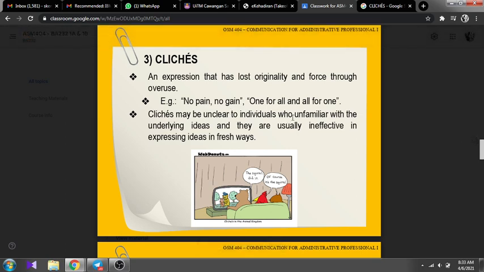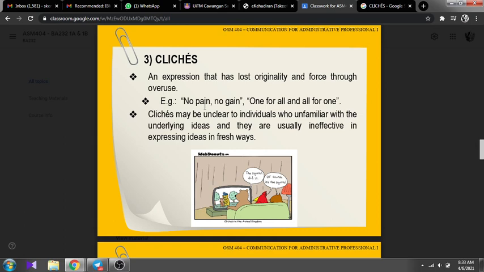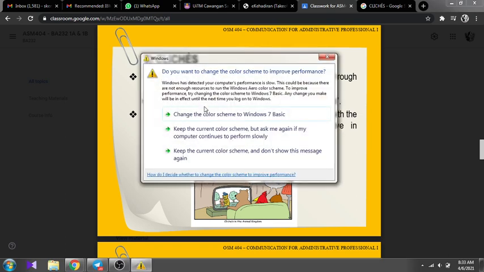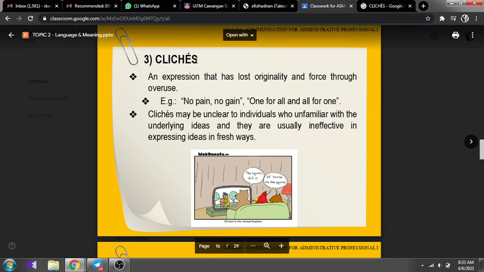Okay, clichés may be unclear to individuals who are unfamiliar with the underlying ideas, and they are usually ineffective in expressing ideas in a fresh way. Maybe it's the first time they heard the word, so they may not understand. But if you use this cliché with a person who already knows the things, I think what you want to express will reach that person. We usually use this to make a sarcastic remark or something. So it depends, look at the situation.